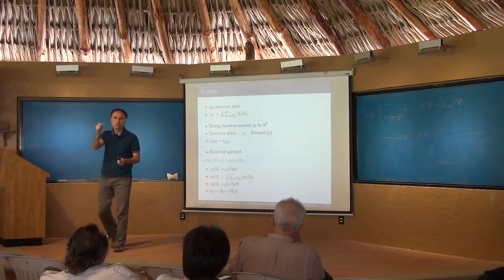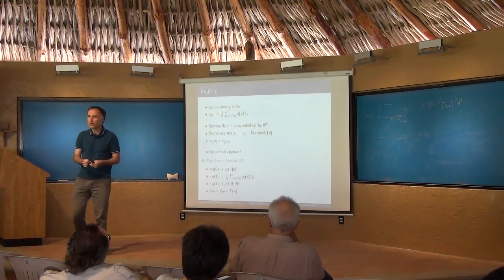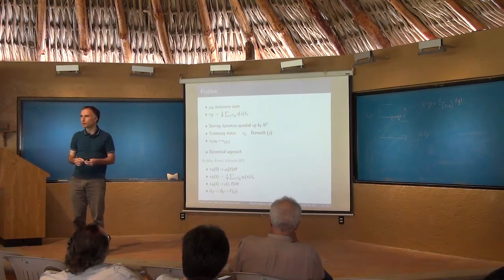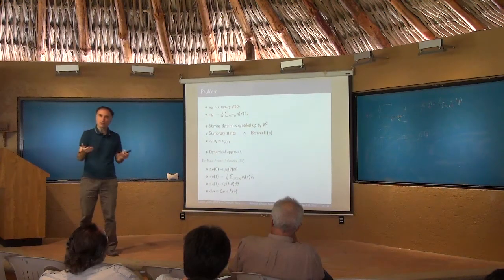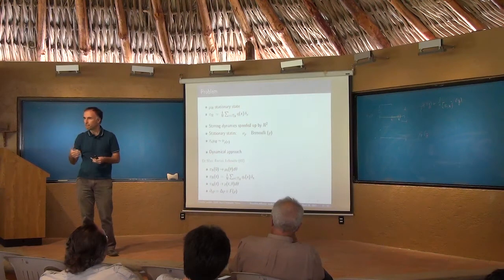So if you fix a density rho between 0 and 1, and if at each site you place a particle with probability rho and you leave that site empty with probability 1 minus rho, you obtain a measure on the configuration space. And what I'm saying is that this measure is stationary for that dynamics.